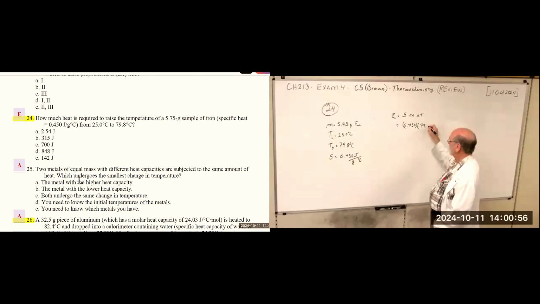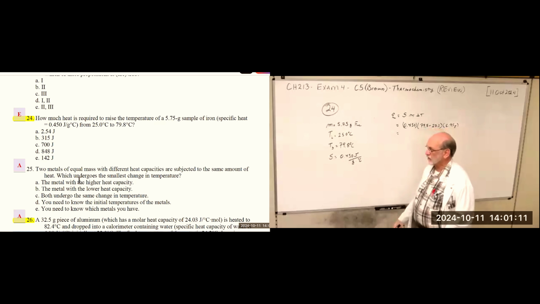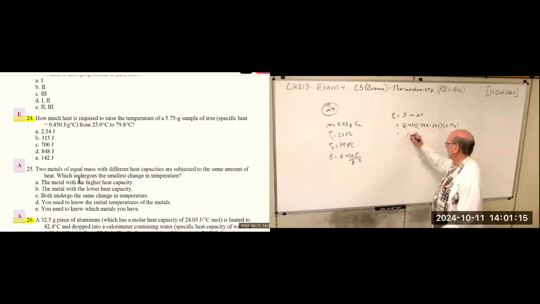And I'm going to leave the units out just for brevity. Final minus initial. Oh, and mass, I left the mass out, sorry. 5.75 grams. There we go. And if we do our math right, it should come out to 142 joules.